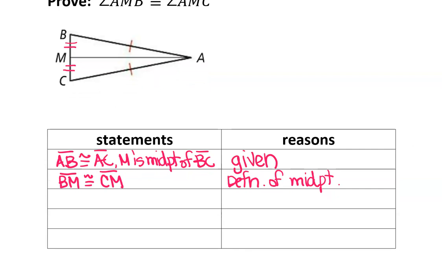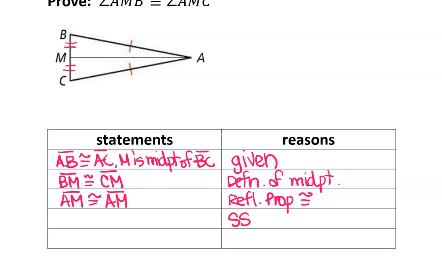So we have 2. We also have the side-by-side thing going on, so we know we will have a reflexive property. You can't assume that these are right angles unless they tell you they're perpendicular or that they're the same. So you have to go with the things that you absolutely know. So AM is congruent to itself.